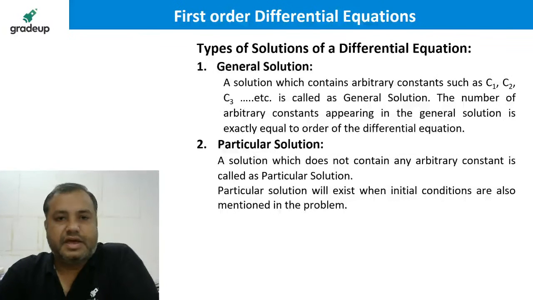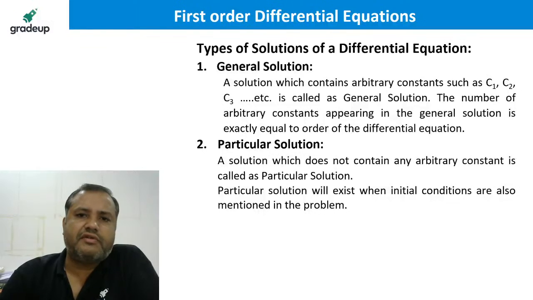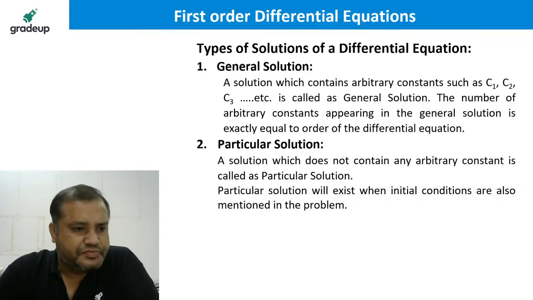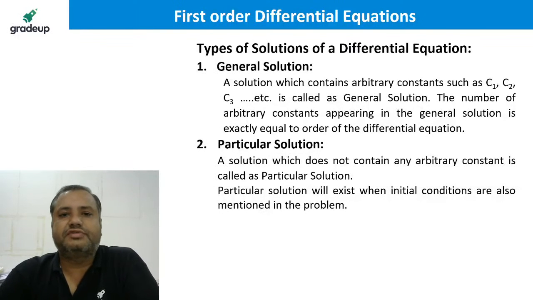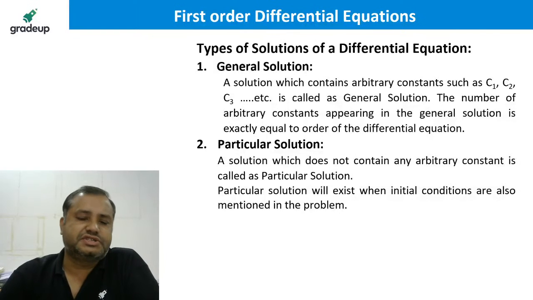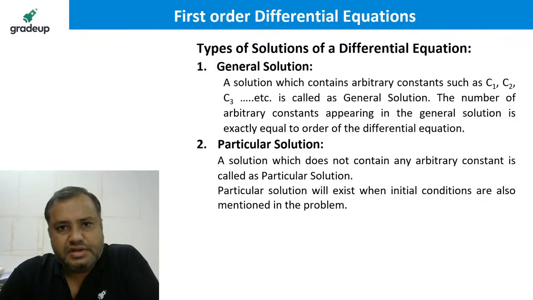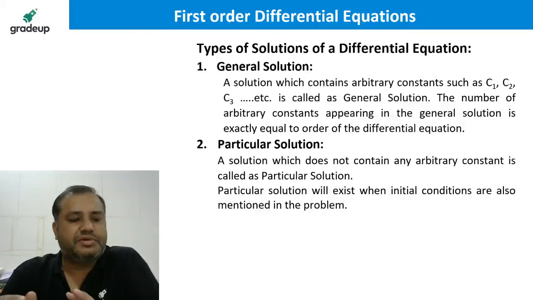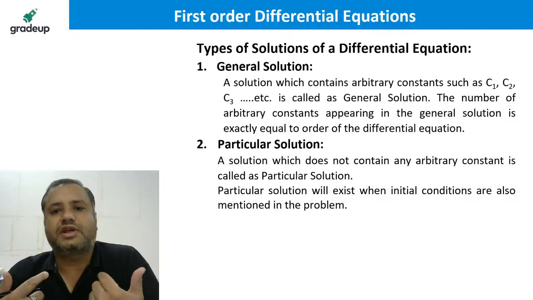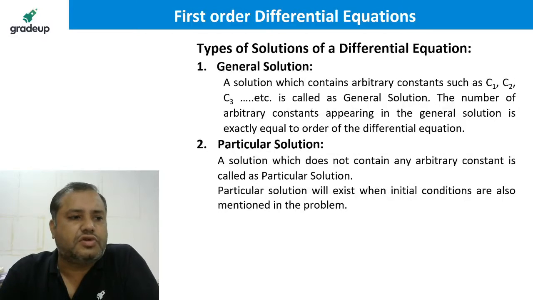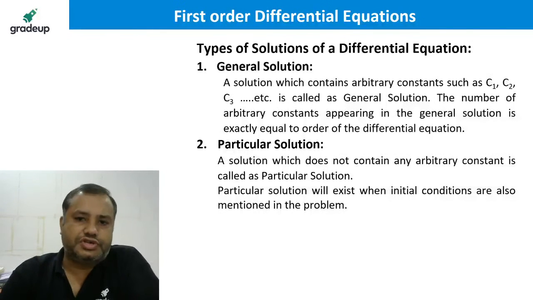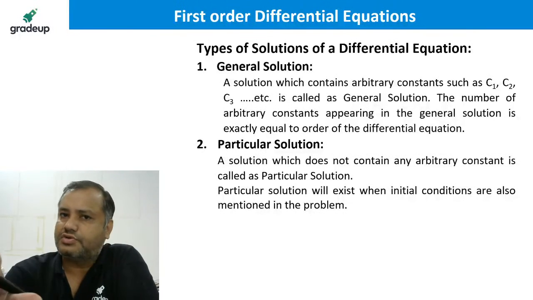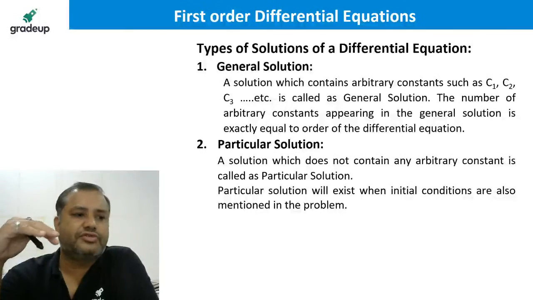Particular solution: a solution which does not have any arbitrary constant will be called a particular solution. Under what conditions will you get a particular solution? Sometimes along with the differential equation, they provide some initial conditions or boundary conditions. First of all, we find the general solution, then we apply those initial or boundary conditions in the general solution. We will get the values of the arbitrary constants, and once those are obtained, they will be substituted back in the general solution. It will give you the particular solution. So always remember that whenever initial conditions are given, you have to find the particular solution. If initial conditions are not given, it means you have to stop at the general solution.